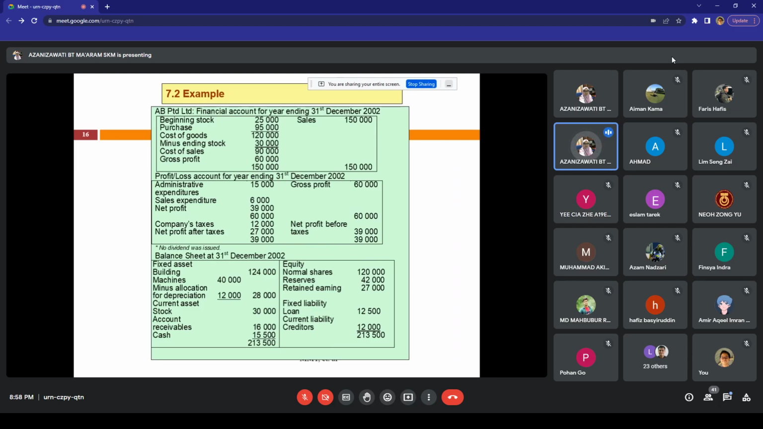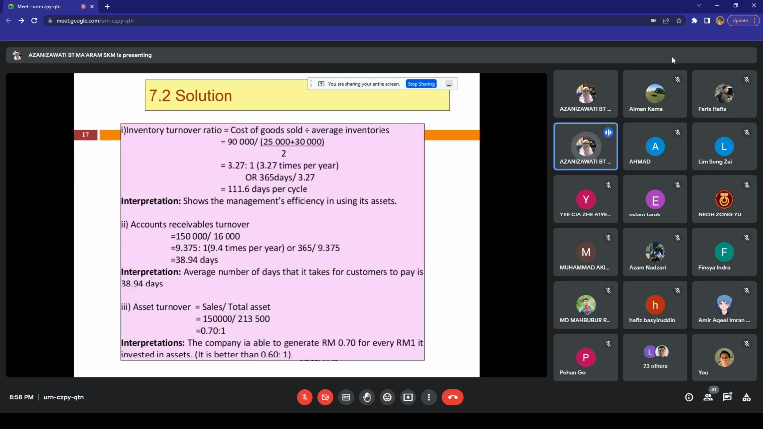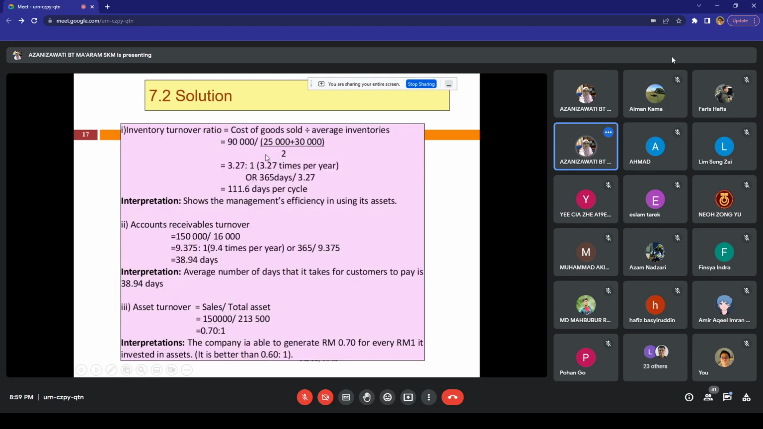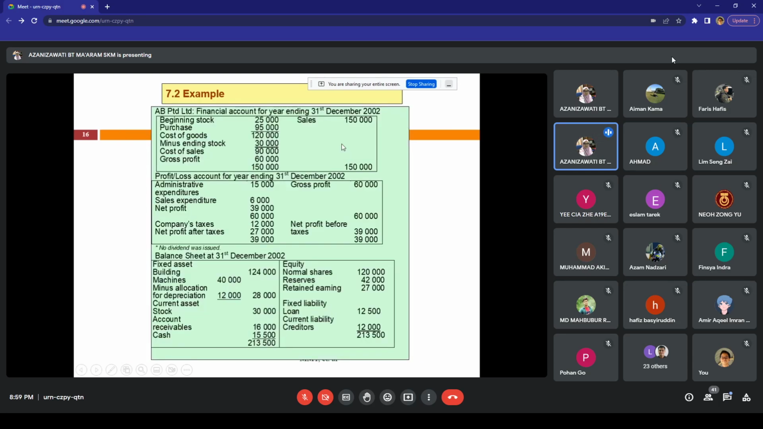Okay, so similar with this, you get the balance sheet, and then they ask you to calculate the inventory turnover ratio. So inventory turnover ratio, cost of goods sold divide by average inventory. So you just refer to cost of goods sold, meaning cost of sales, 90,000, okay, divide by average inventory. So average inventory means you get 25,000 the beginning stock minus with the ending stock and divide by 2.